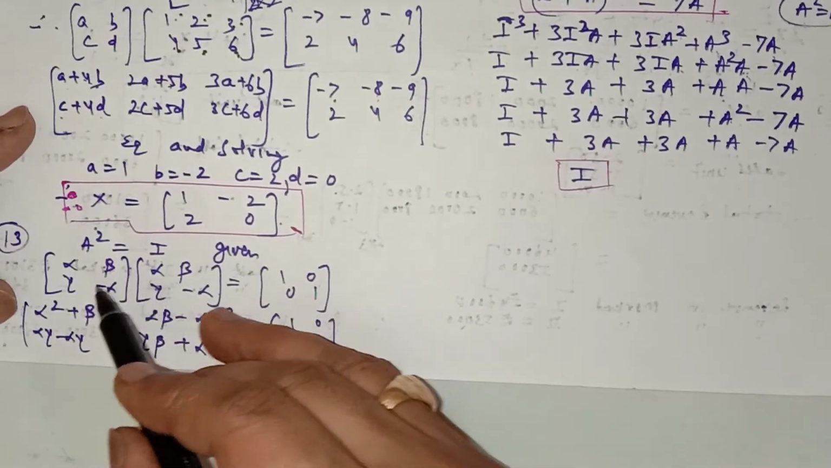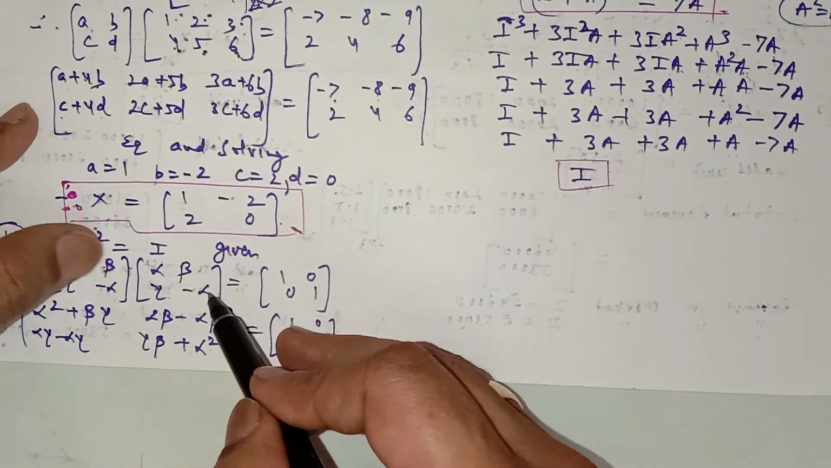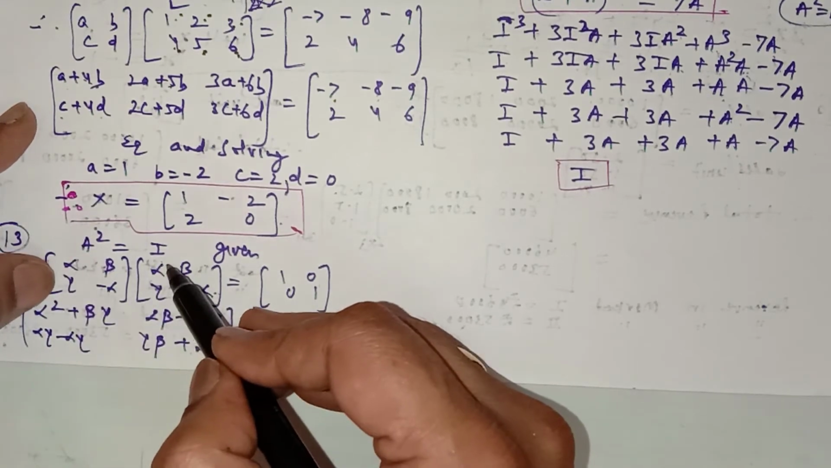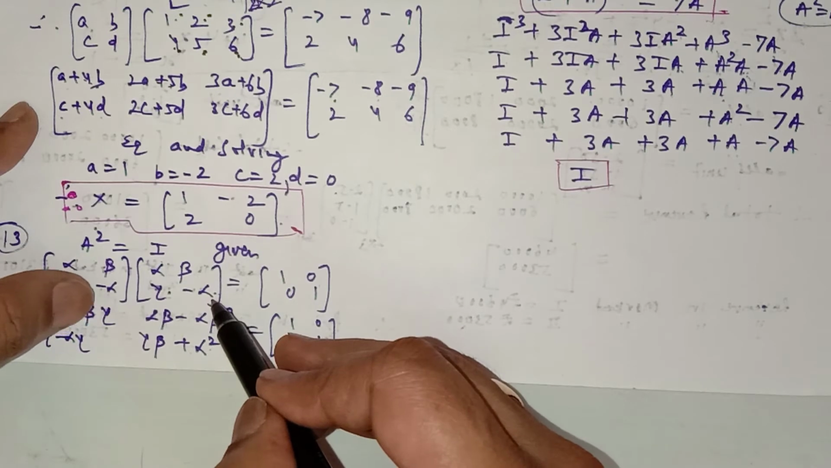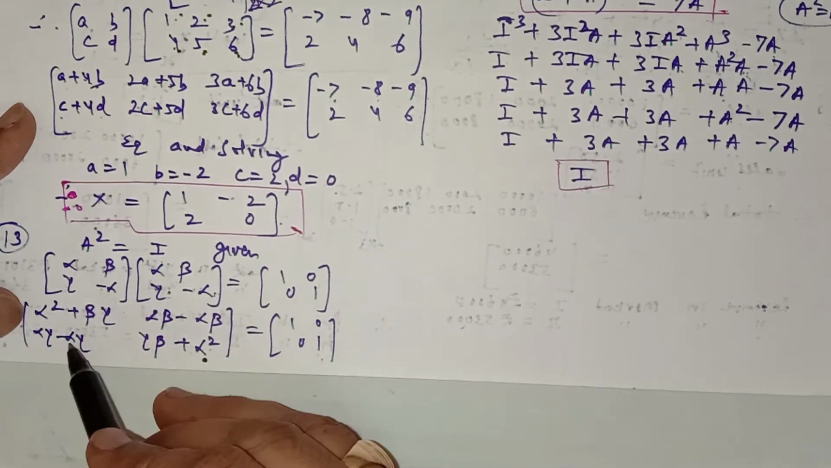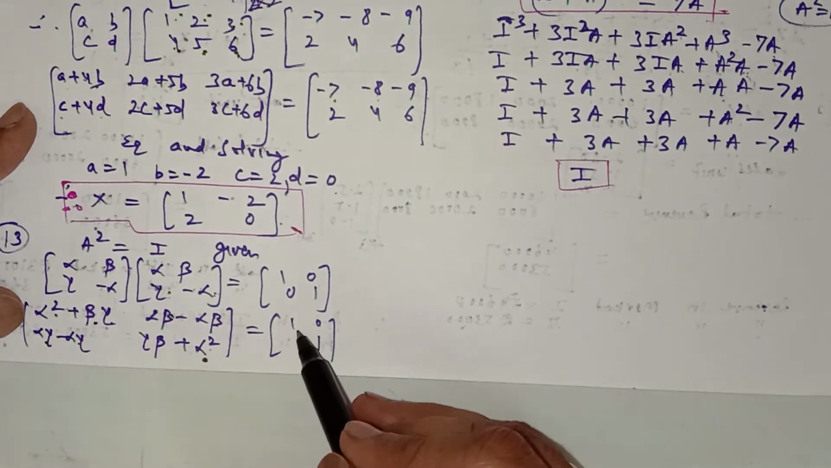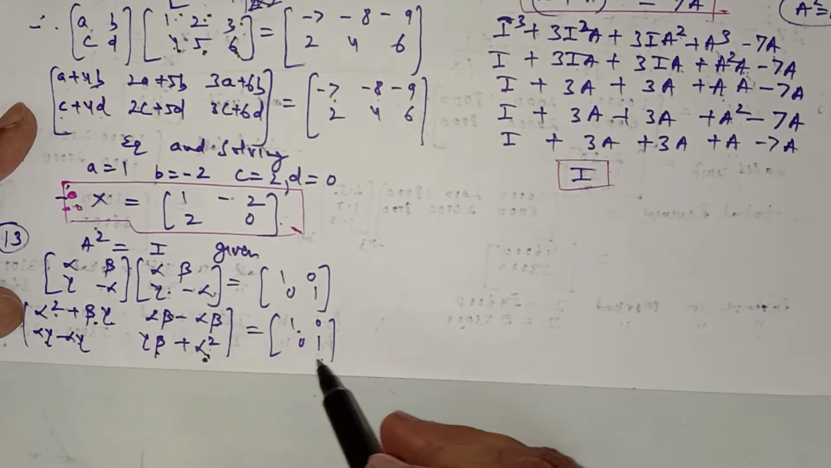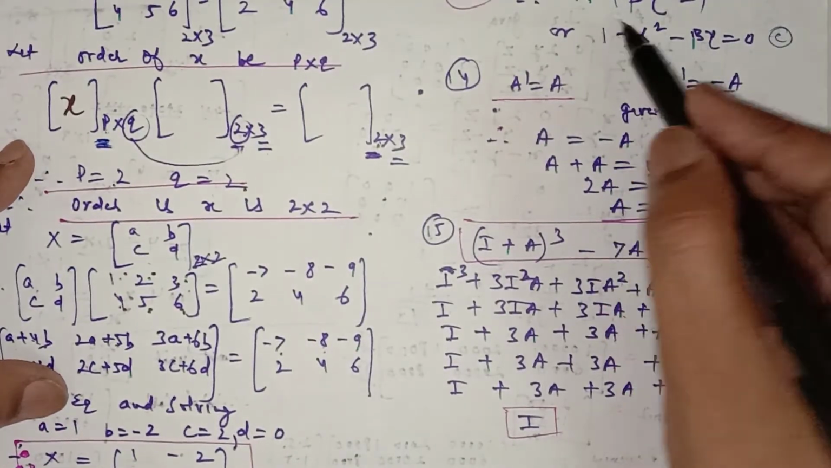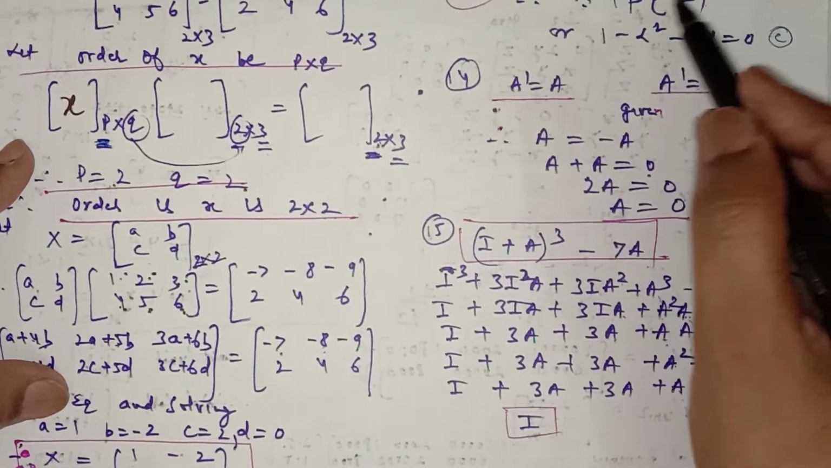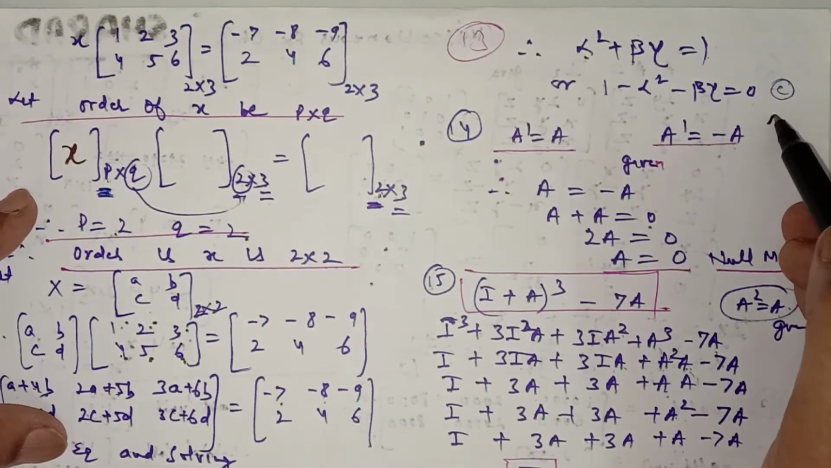Now multiply these two matrices carefully. We get alpha square plus beta gamma, alpha beta minus alpha beta, second row with first column alpha gamma minus alpha gamma, and beta gamma plus alpha square. Now this is equal to 0 and this is equal to 0. So alpha square plus beta gamma is equal to 1 and beta gamma plus alpha square is equal to 1. This gives 1 minus alpha square minus beta gamma, which is option C. See it very carefully.